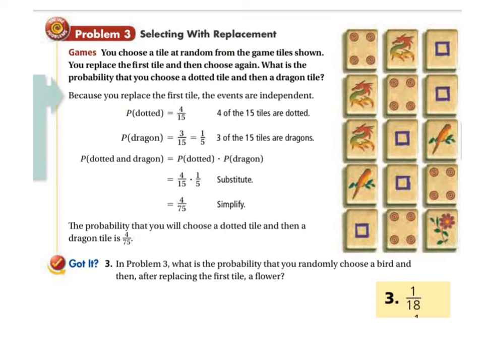So what is the probability that you randomly choose a bird, then after replacing it, a flower? So again, we know there are 15 here, right? And there's going to be 15 the second time because I'm replacing it. So I always like to think about that denominator first. So choose a bird. How many birds are there? There are 1, 2 birds, right? So 2 birds. And again, we replaced it. Then you replace and get a flower. So is that a flower? Looks like 1 flower, right? Is that right? Yep, just 1 flower.